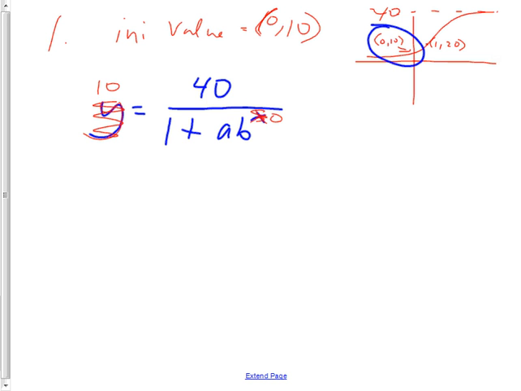Rewrite it. You're going to need a lot of paper for these. 10 equals 40 over 1 plus a. And the nice part about this is that b to the 0 just drops out, because b to the 0 is equal to 1. And 1 times a is a. Then you got to do some basic algebra. Go ahead, solve that puppy.